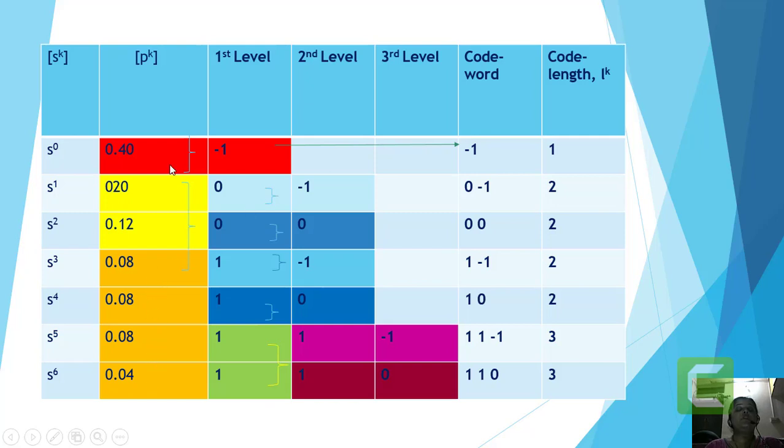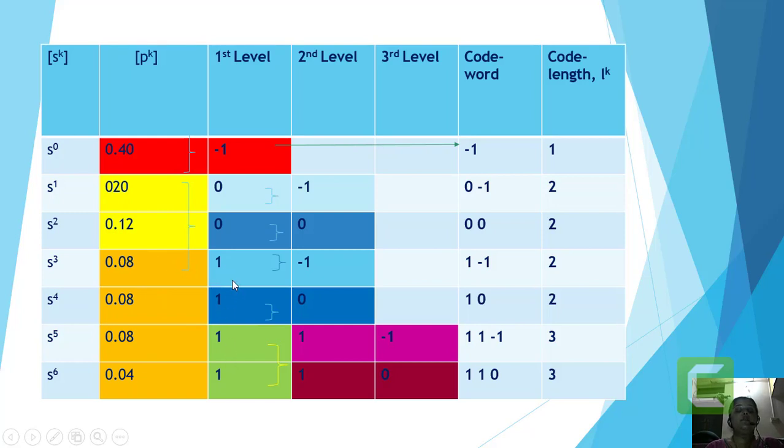Now, after the grouping is done, we have to assign the digits to each group. The first group involves only one symbol, and it is marked with -1. The second group consists of these two symbols, and it will be marked with 0. Then the third group consists of these 4 symbols, and these are all marked with 1.